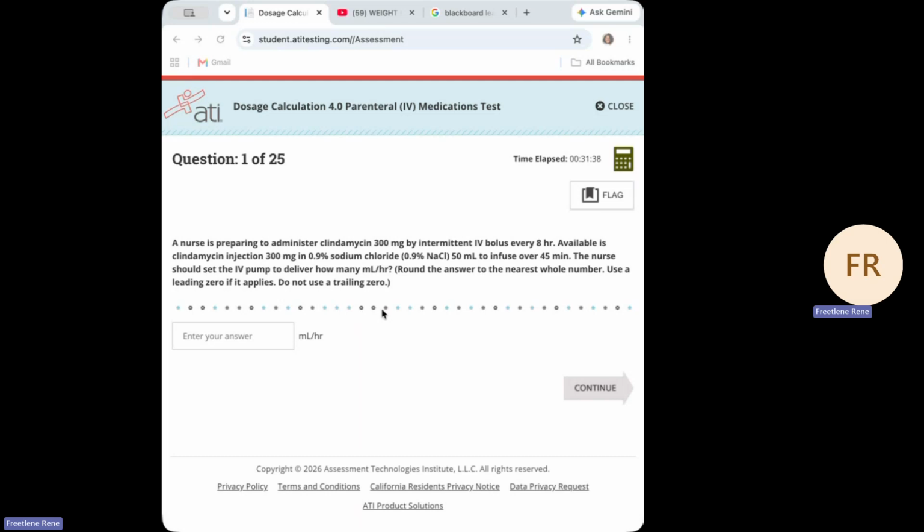Okay, so number one: a nurse is preparing to administer clindamycin 300 milligram by intermittent IV bolus every 8 hours. Available is clindamycin injection 300 milligram in a 0.9% sodium chloride, 50 ml to infuse over 45 minutes. The nurse should set the IV pump to deliver how many ml per hour? You're going to be rounding your answer to the nearest whole number. I'm going to give you a minute or two to break down the question, plug in whatever numbers you need, and then we'll go over it.